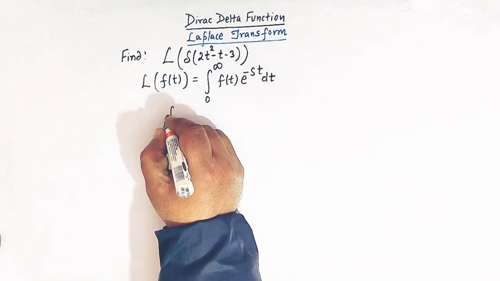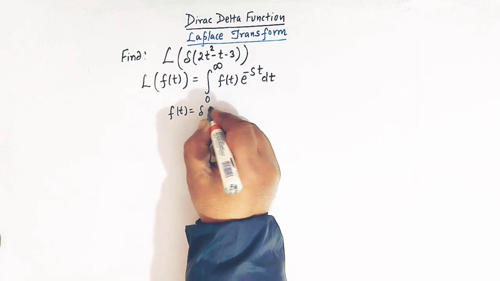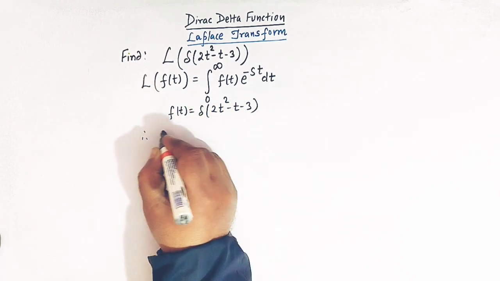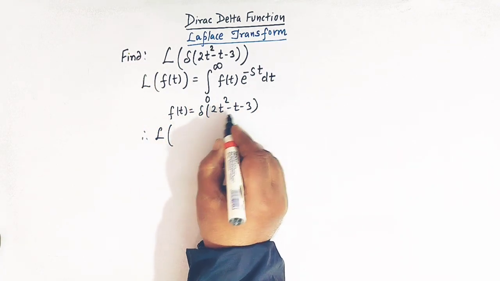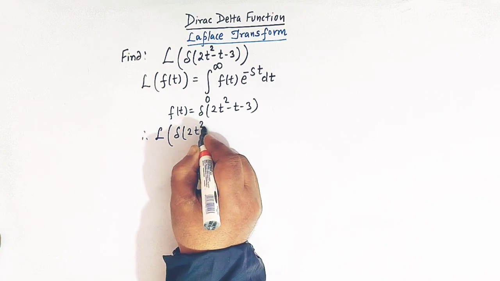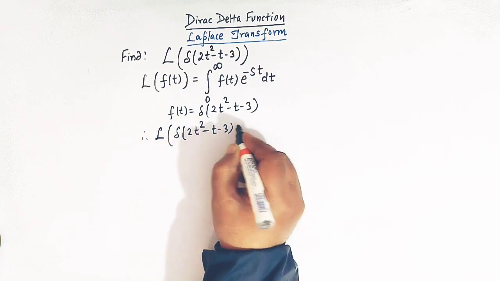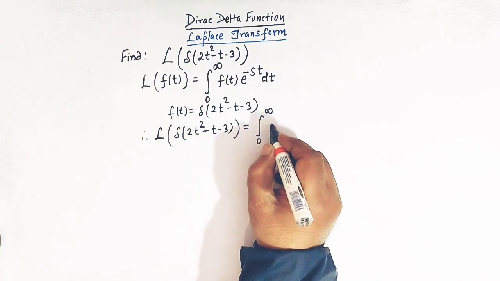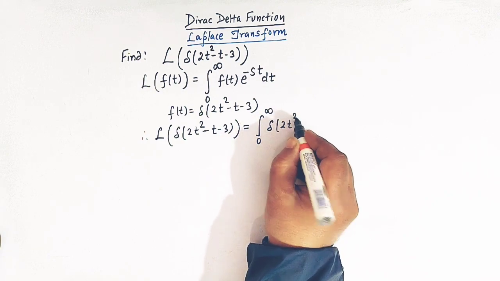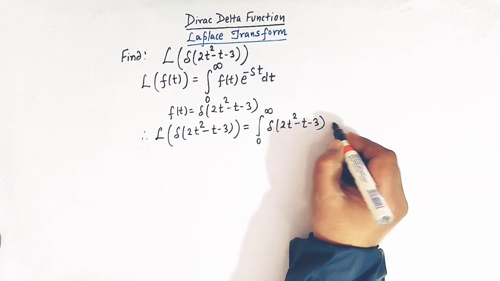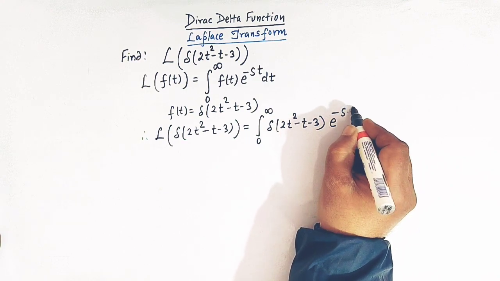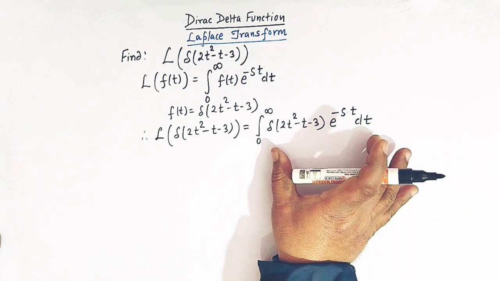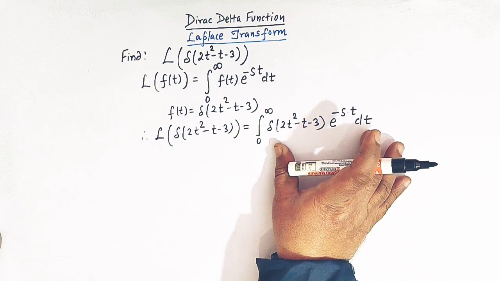Now let us take f(t) as delta of 2t² − t − 3, so that the Laplace transform of delta of 2t² − t − 3 is the integral from 0 to infinity, where f(t) is delta of 2t² − t − 3, times e^(−st) dt. So now our aim is to evaluate this integral.